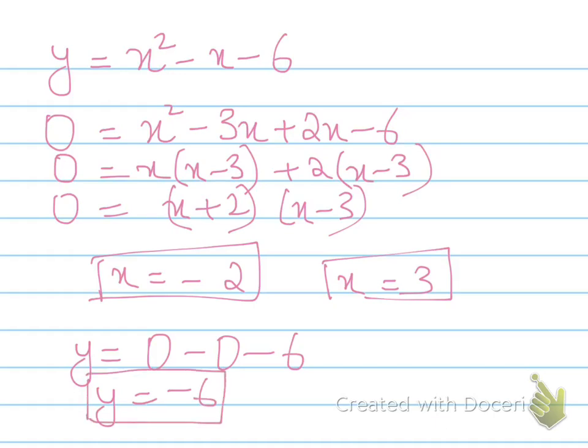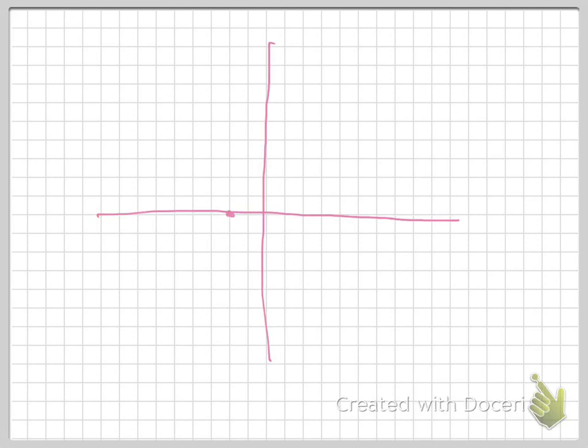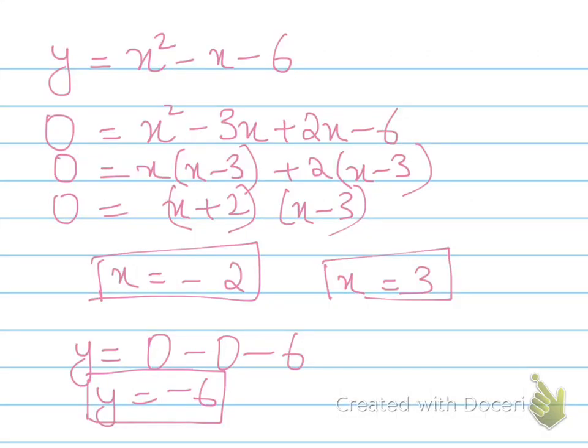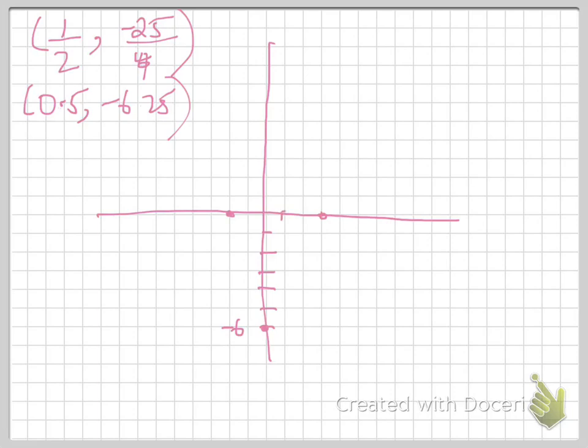Using these coordinates, we will plot the graph. The x-intercepts were minus 2 and 3, minus 2 and positive 3. The y-intercept was minus 6. And the turning point was half and minus 25 upon 4, which means that it is 0.5 and minus 6.25. Once we have plotted all the points, we have to just join all the points to obtain our quadratic graph. Let's just correct it.